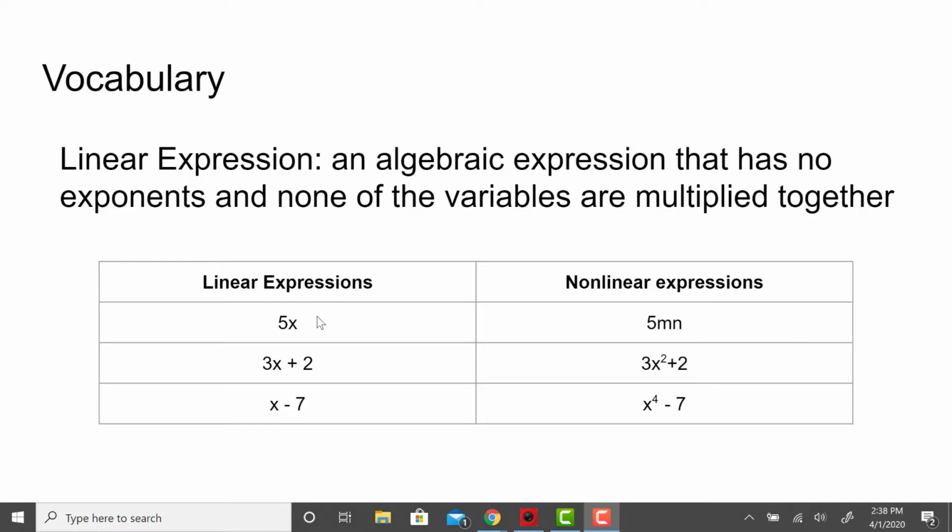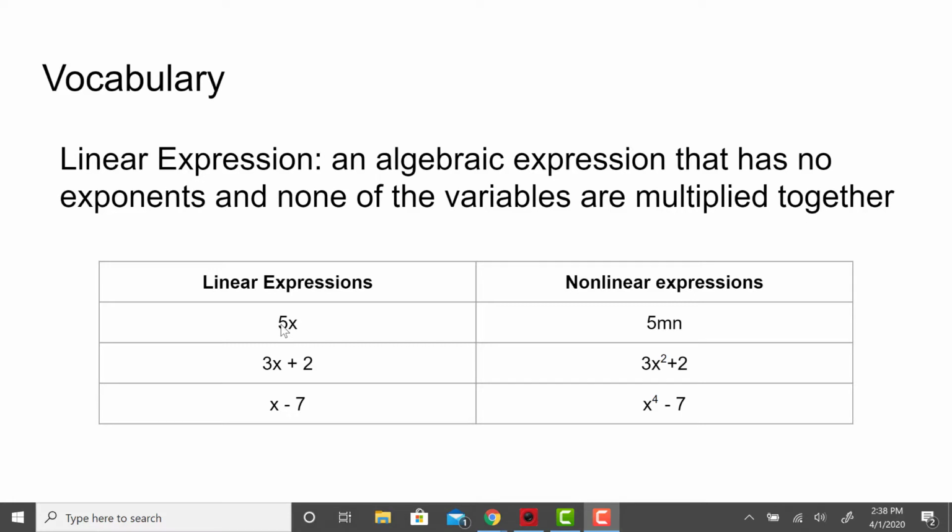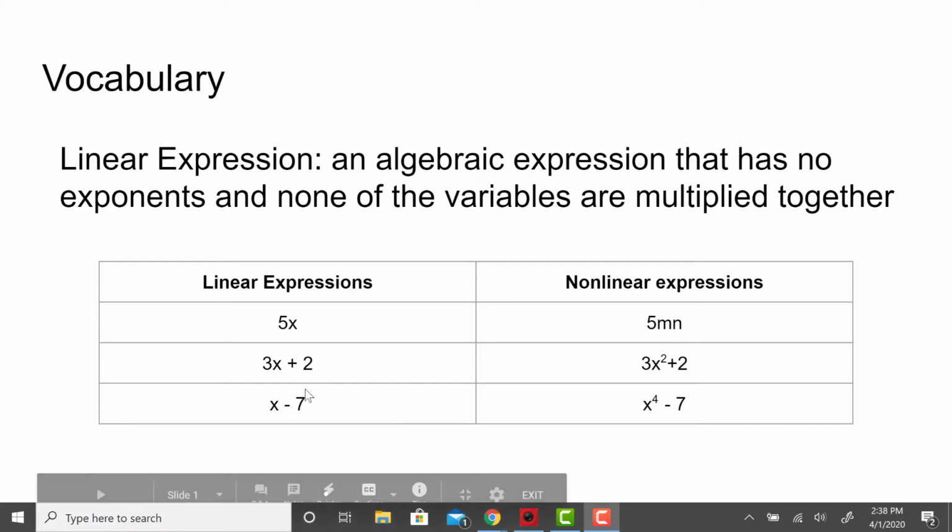So I've got a list right here of linear expressions. We can see that this one says 5 times x or 5x. This is a linear expression. It doesn't have any exponents, and the variable x isn't being multiplied with any other variables. Now on the other side here, we have a nonlinear expression. And you'll notice that this one is 5 times m times n. And what makes this one nonlinear is the fact that we've got the variable m and the variable n that are being multiplied together. Another example of a linear expression down here, 3x or 3 times x plus 2.